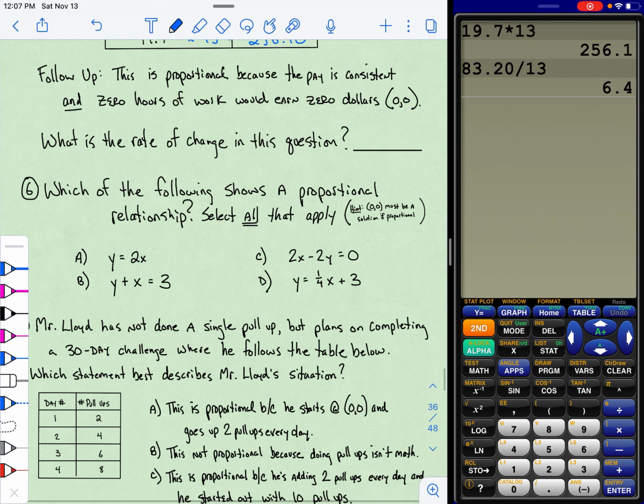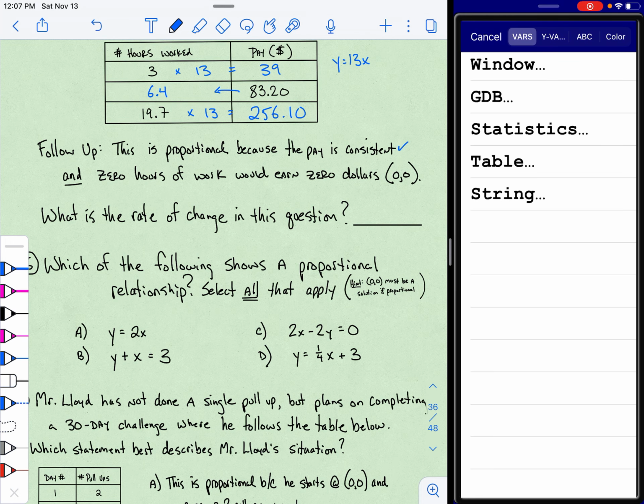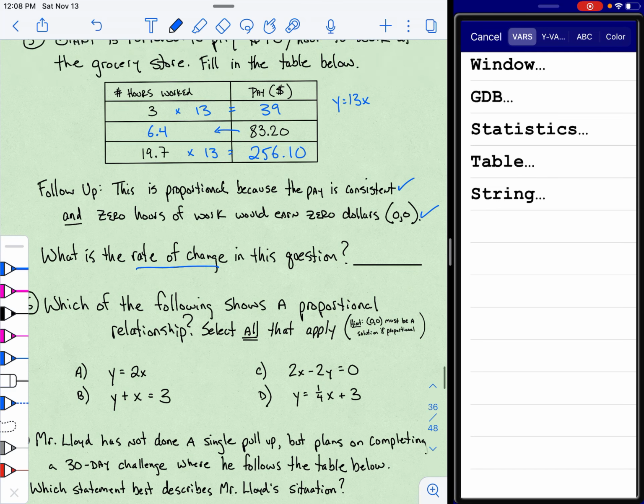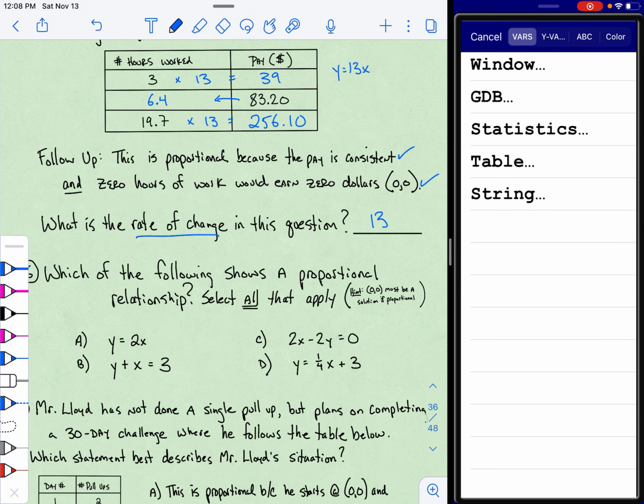Next up, this is proportional because the pay is consistent. It is. It's $13 an hour, and 0 hours of work would mean $0. Yes, we agree with that. What is the rate of change in this question? So rate of change is otherwise known as slope. It is your constant of proportionality. It looks like that was $13 an hour. So we're just going to go with 13, or $13 per hour if you want to be more precise.